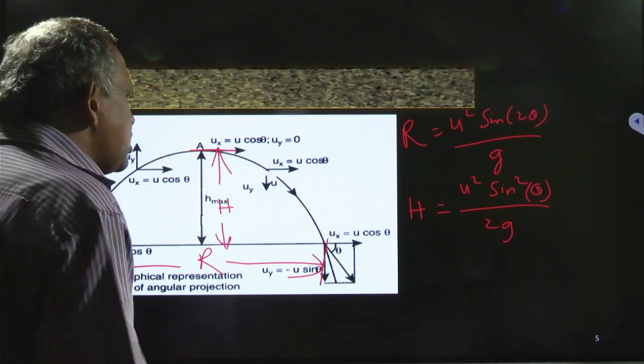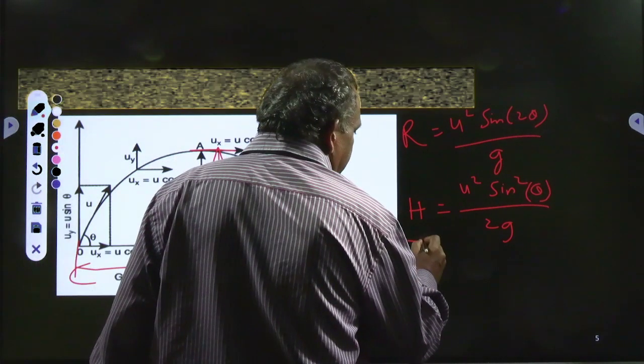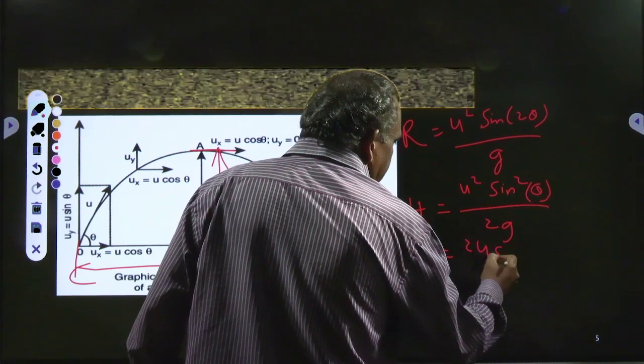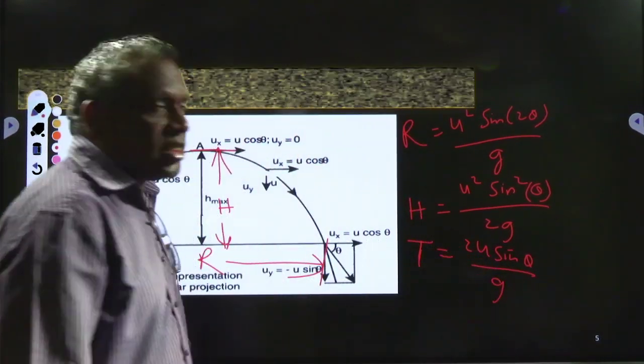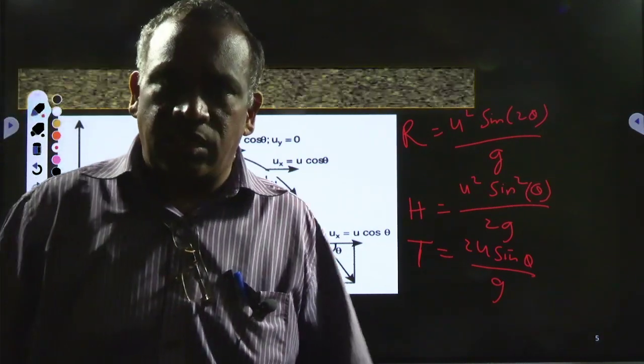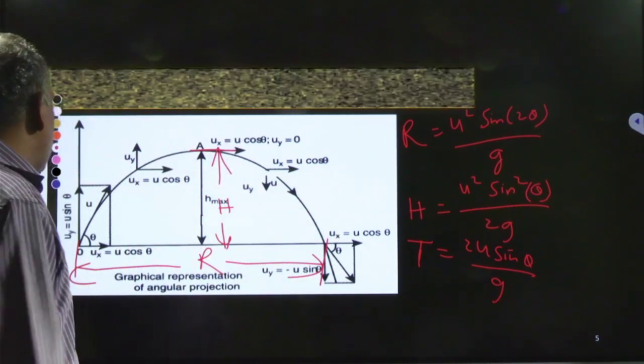And the next one is time of flight. The time of flight formula is 2u sin theta by g. These are the different formulas we use in projectiles.